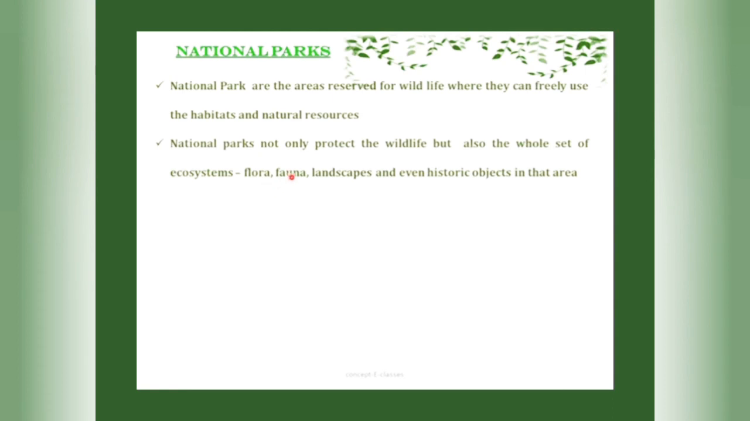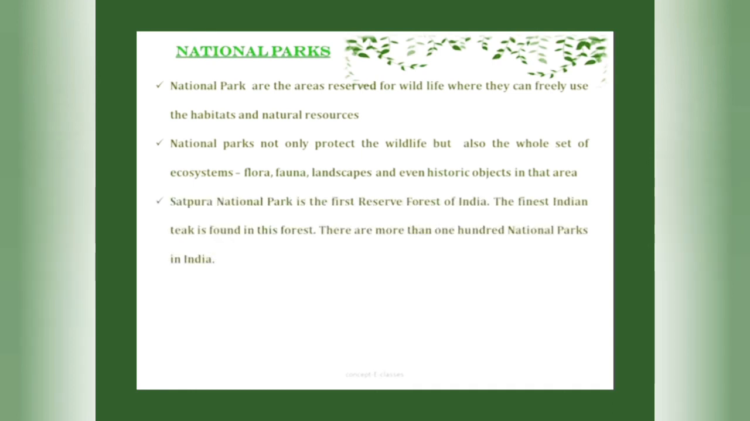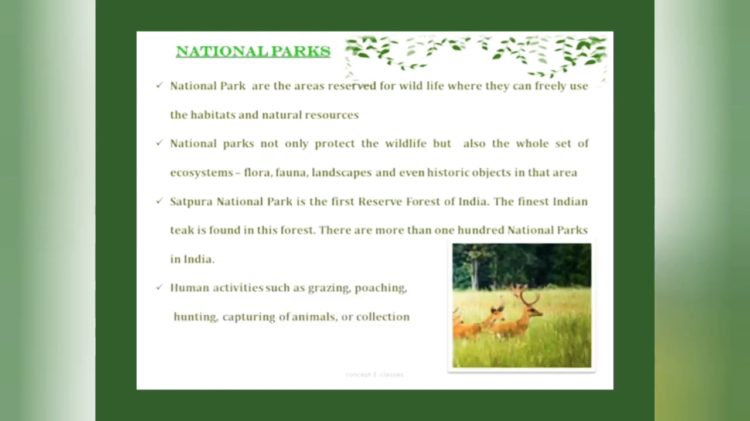That is the flora, fauna, landscape and even historic objects in that area. That is, in a wildlife sanctuary, they protect only wildlife, whereas in national parks, they protect wildlife along with the ecosystem. An example of a national park is the Satpura National Park. It is the first reserve forest of India. The finest Indian teak is also found in the forest, and we can also find rock shelters in that national park. And there are more than 100 national parks in India.